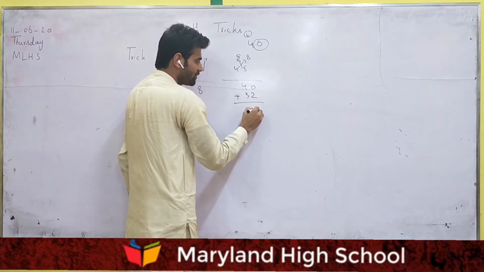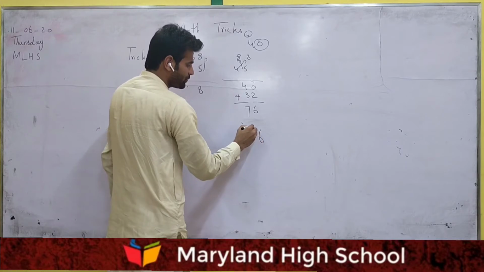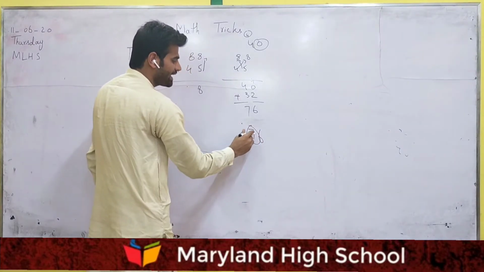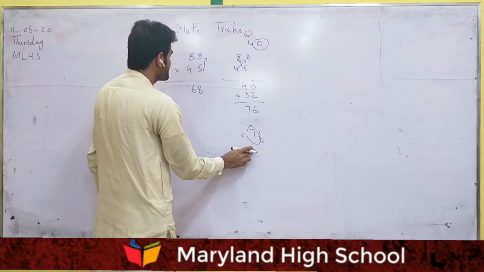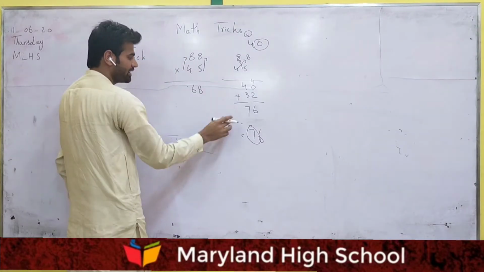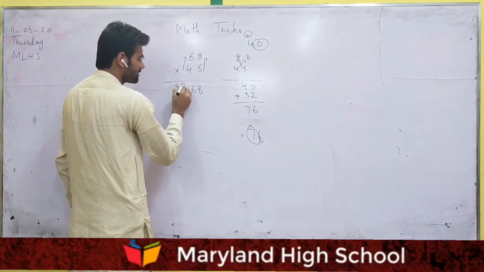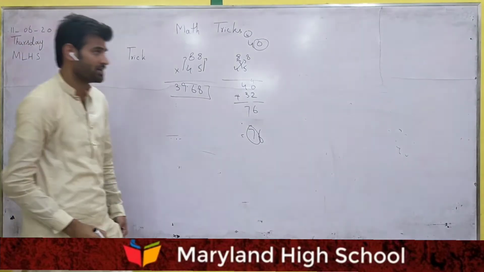Then add 40, 32 and the carry 4, which gives 76. Here we only write a single digit, so we write 6 and carry 7. Then multiply the last two digits: 4 eights are 32. 32 plus 7 is 39. So that is the multiplication answer of these two numbers.